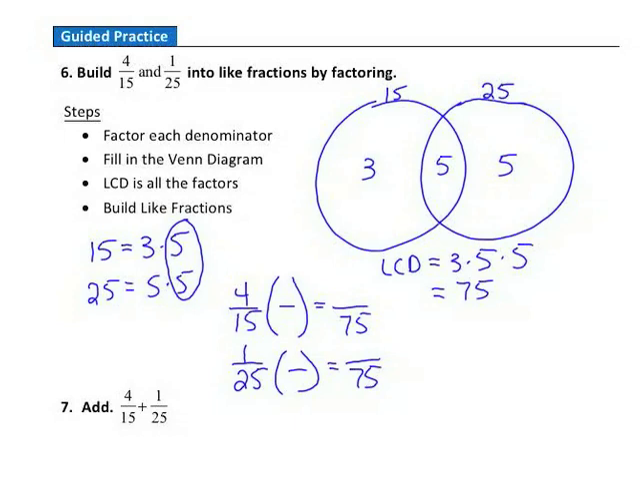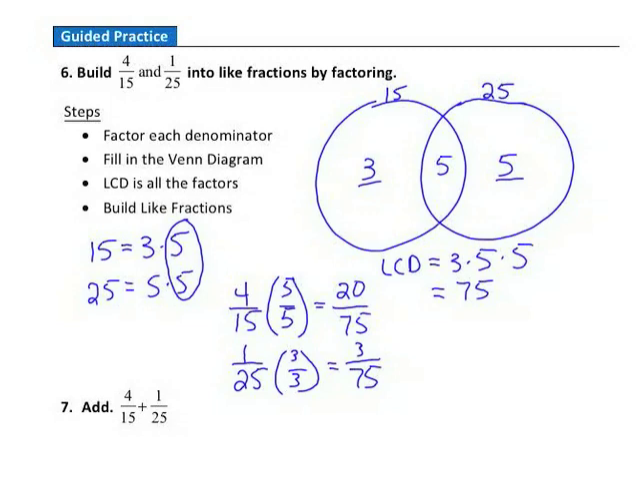Well, let's take a look at the Venn diagram to find the missing multiplier for 4/15. The denominator is 15. It looks like the only factor outside of the circle for 15 is the 5. So that is my missing multiplier. So 15 times 5 gives me 75 in the denominator, and 4 times 5 gives me 20 in the numerator. 1/25. Well, for 25, it looks like the only factor outside of the circle for 25 is 3. So that's my missing multiplier there. And 1 times 3 gives me 3/75.